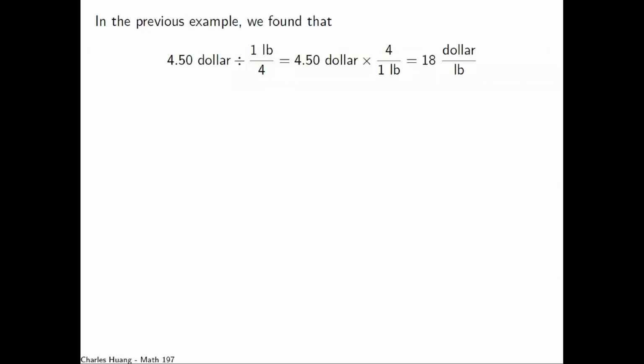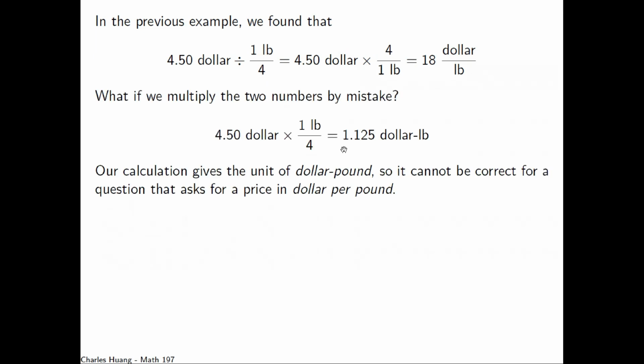Now, for example, if instead of dividing, you multiply, that would be a different number, but your unit would also be different. We will have dollars multiplied by pounds, dollar pounds, as our unit. And that's incorrect, right? We want to find the price in dollar per pound. And that's how we know we made a mistake.